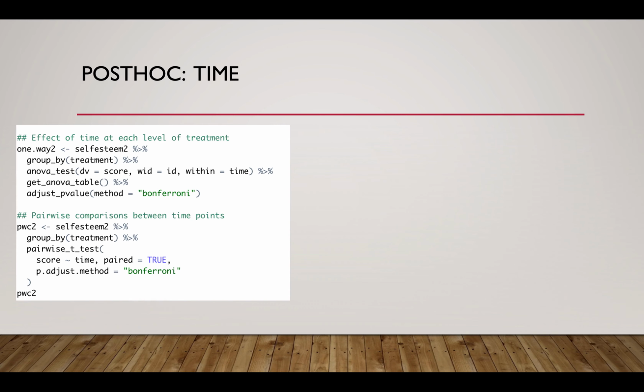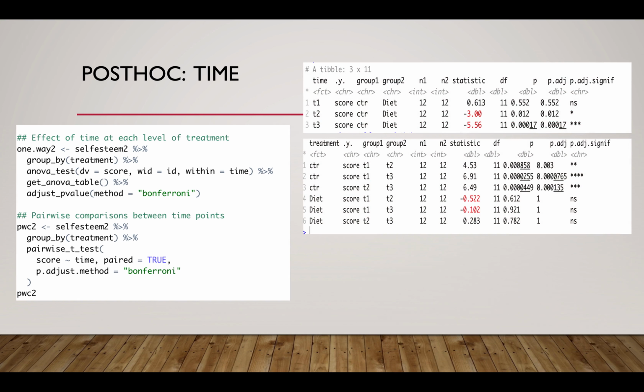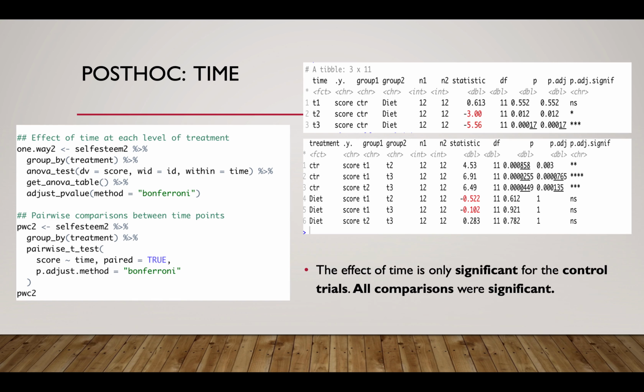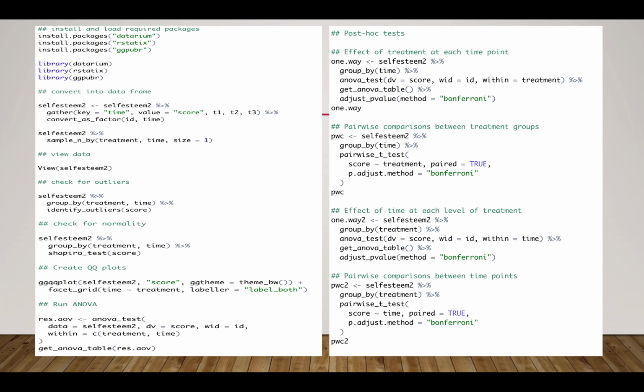You can also repeat the same process for time. And here are the results. As you can see, the effect of time is only significant for the control trials, but in the control trials, all pairwise comparisons were significant. So here is the full code used in this tutorial that you can use and copy to have a go yourself.